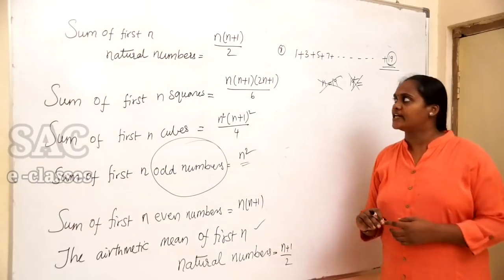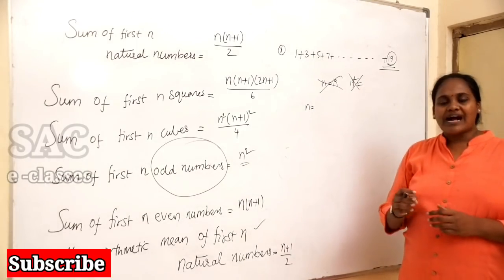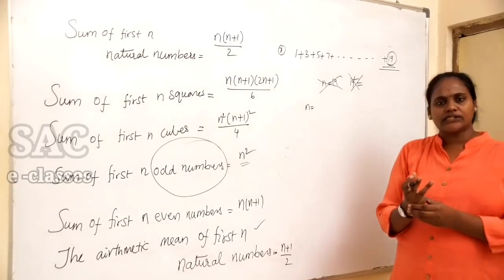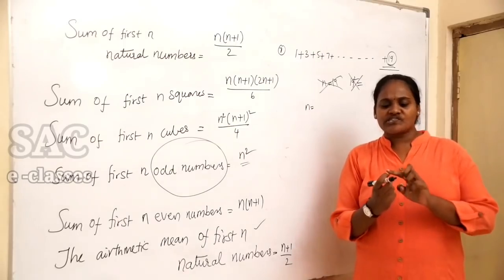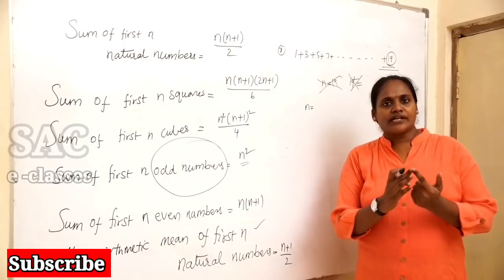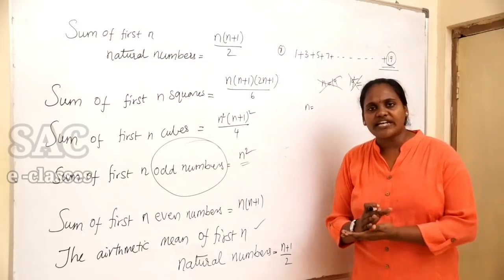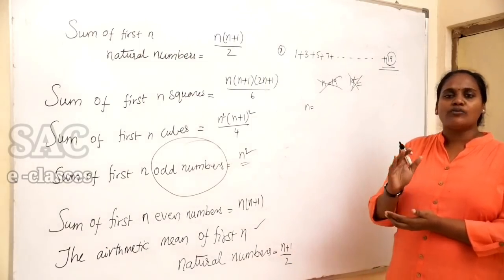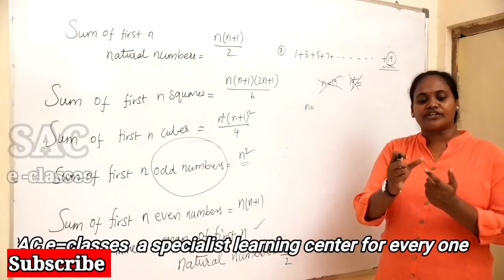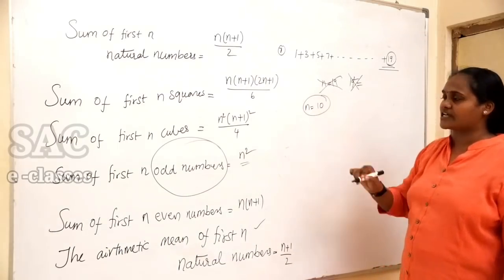Then what is n here? So, how many odd natural numbers are there from the beginning 1 to 19? 1, 3, 5, 7, 9, 11, 13, 15, 17, 19. Am I missing anything? If it is counted like that, how many terms are there? Like this, 10 numbers are there. So the n value we got is 10.